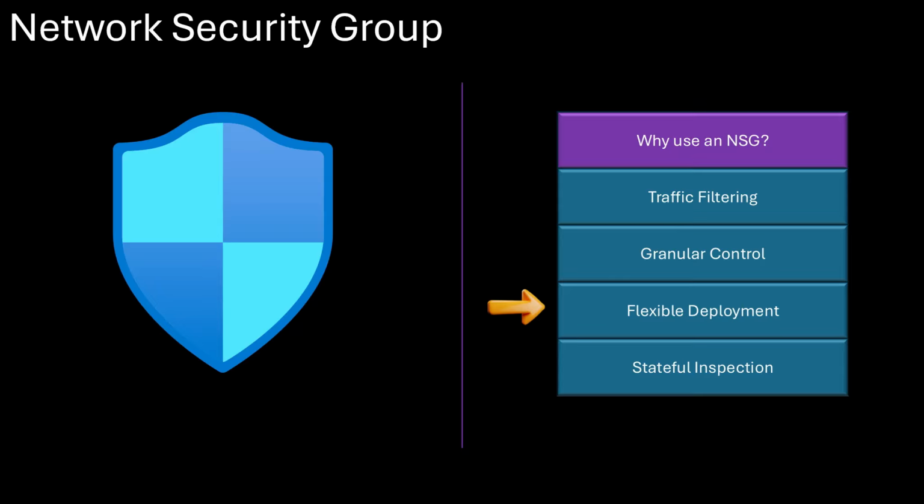You can apply an NSG to a subnet to protect all resources in a subnet or to individual network interfaces for specific VMs. NSGs are smart. If you allow outbound traffic, they automatically allow the response inbound. No need to set up extra rules. It's like having a return ticket built into your security rules.